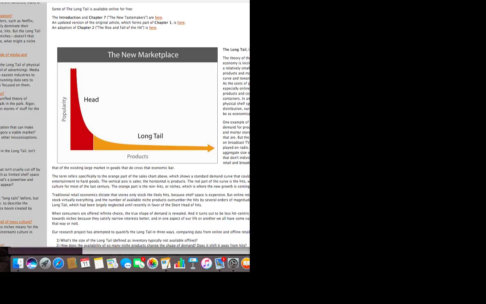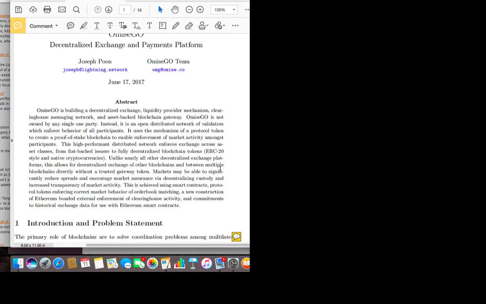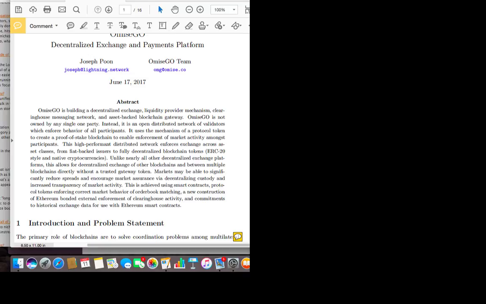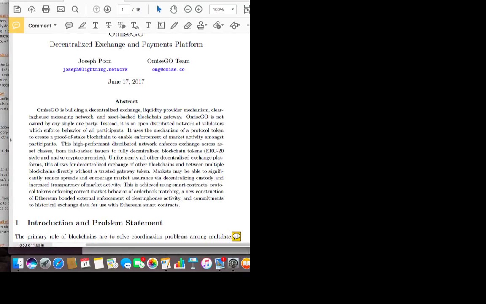So without further ado, I'm going to pull up the white paper, and I'm going to try to zoom in here so everybody can see it. So let's do that.